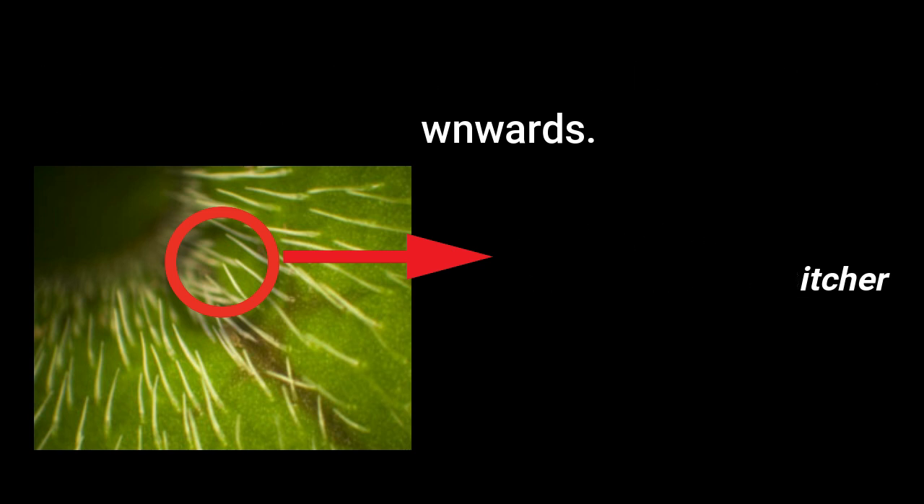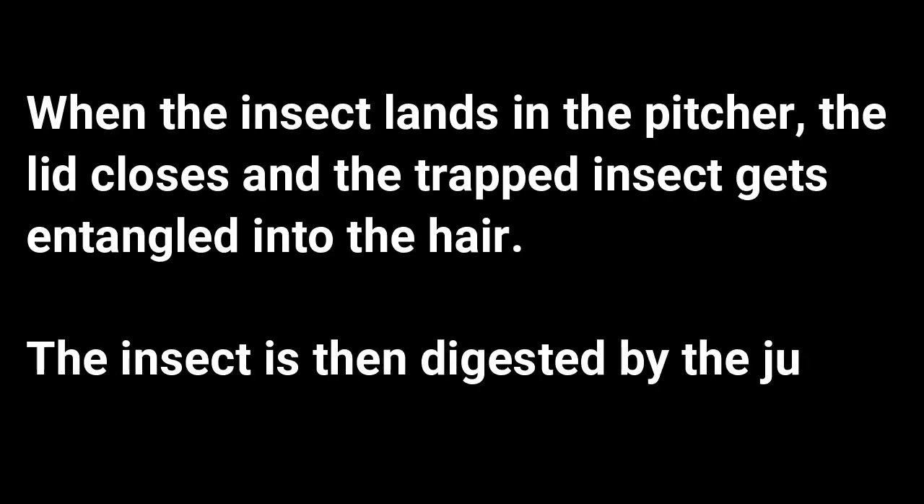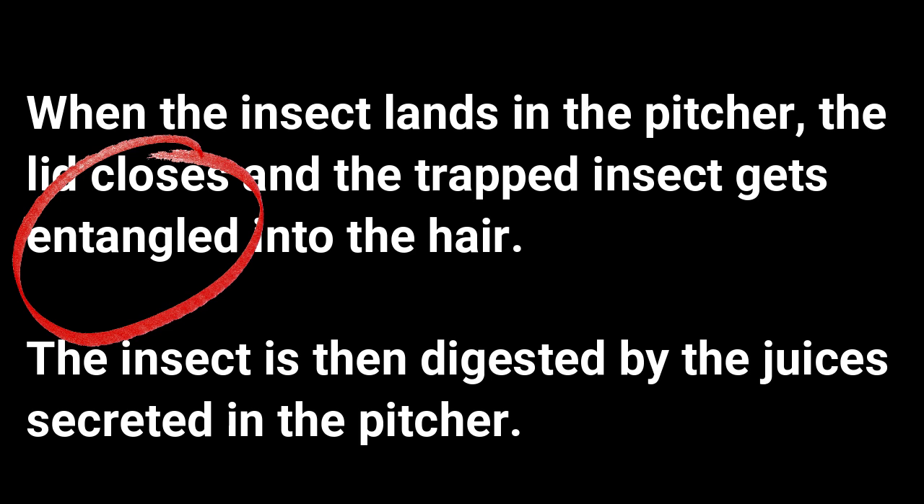व्हेन एन इंसेक्ट लैंड्स इन द पिचर, द लिड क्लोजेस एंड द ट्रैप्ड इंसेक्ट्स गेट एंटेंगल्ड इनटू द हेयर. अब क्या होता है कि once the insect enters that thing and it is moving through the hair, the lid gets an information कि कीड़ा अंदर आ चुका है. Now you should get closed. और कुछ टाइम के बाद out of suffocation or due to the other reason the insect dies, and then the digestive juices inside the pitcher plant will digest the insect and absorb the nutrients from it, basically for the nitrogenous compound it is taking and killing the insect.